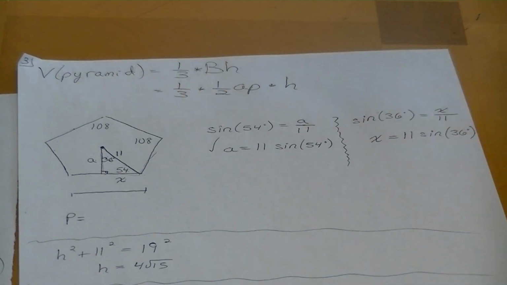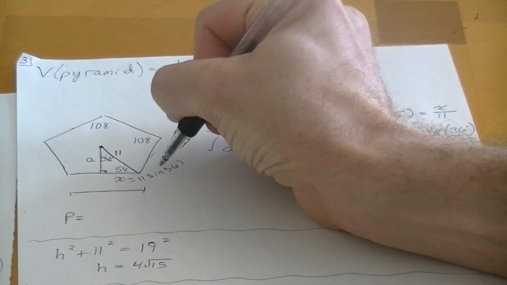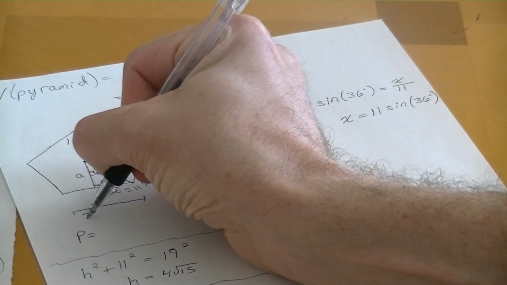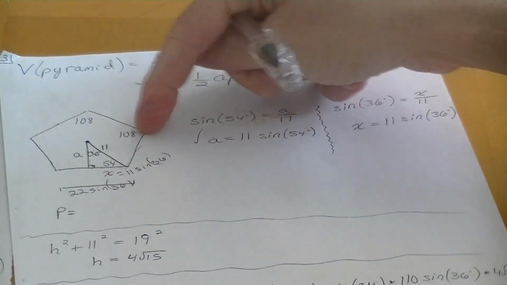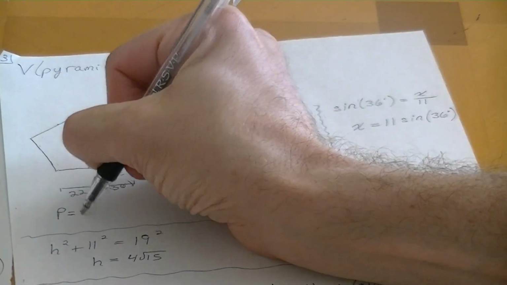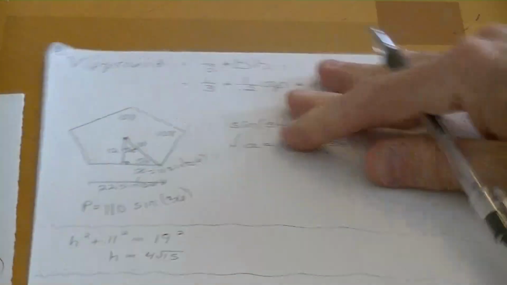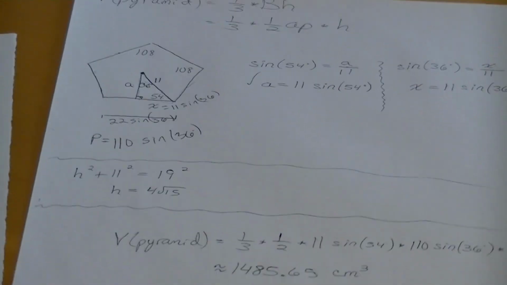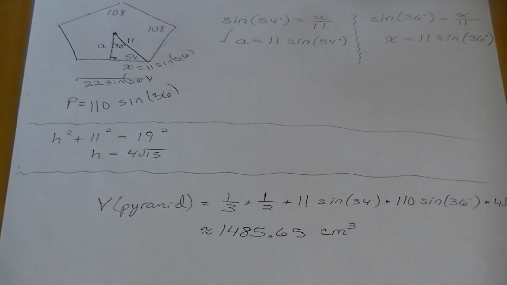All right, now x is 11 sine of 36, then this whole side would be double that, which is 22 sine of 36. And then I multiply by 5 to get the perimeter, 110 times the sine of 36 degrees. All right. So now I've got those numbers. I've got my perimeter. I got the apothem. I still need the height of the pyramid.